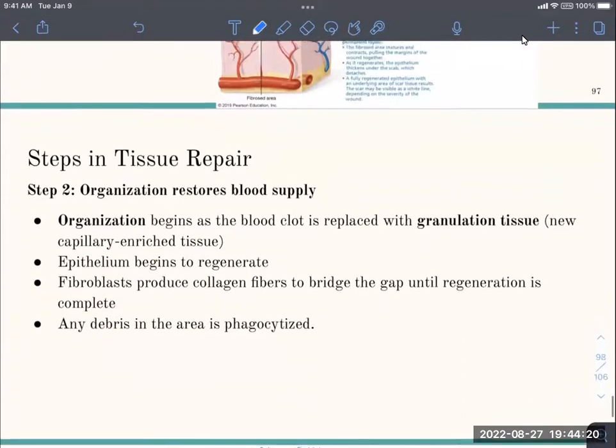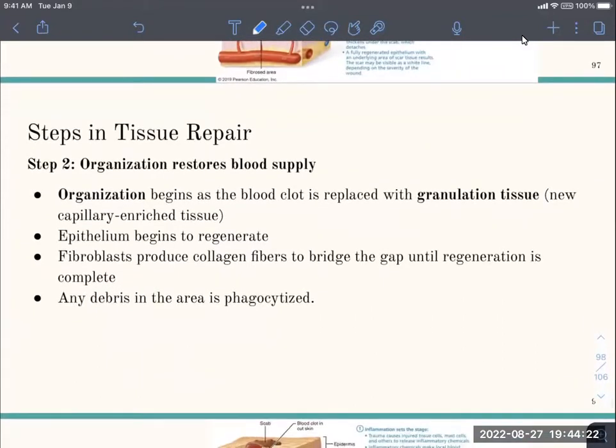Step 2, organization occurs. So that blood clot starts to get replaced with granulation tissue. So it's new tissue that's got a lot of capillaries to it. That epithelium that was cut starts to regenerate. More new epithelial cells start to grow. More of those simple squamous cells start to grow and come into the area.